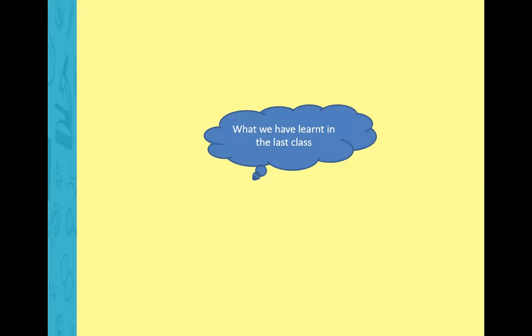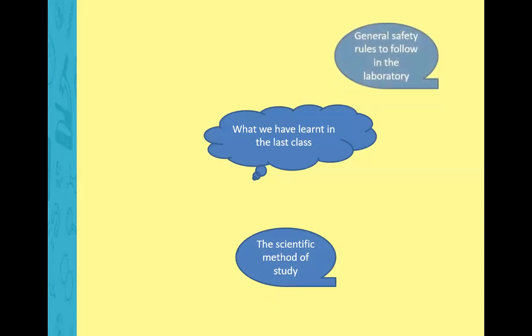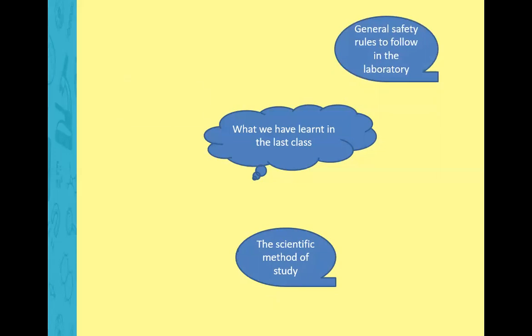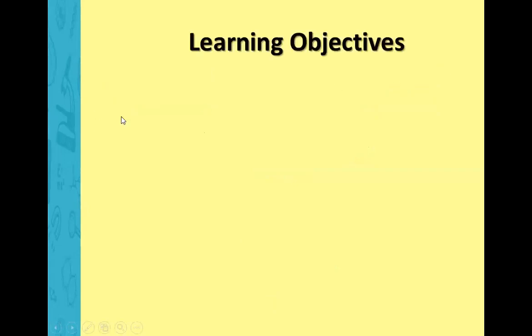So here on the screen you can see that what we have learned in the last class, we have learned the scientific method of investigation or study. This is just for your recap so that you will revise what we have learned or recall what we have learned in the last class. General safety rules to follow in the laboratory, contribution of Muslim scientists, right? So just a minute, let me disable the annotate. Okay, now what are the learning objectives for the today's lesson?